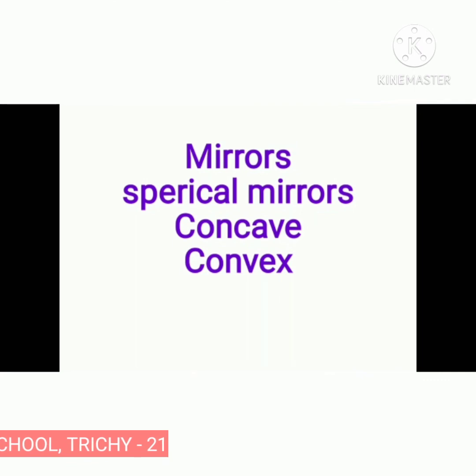Once again, today's topic, mirrors. Mirrors have two types, plane mirrors and curved mirrors. The curved mirrors have four types: spherical mirror, cylindrical mirror, parabolic mirror and ellipsoid mirror. And spherical mirrors have two types, concave mirror and convex mirror.